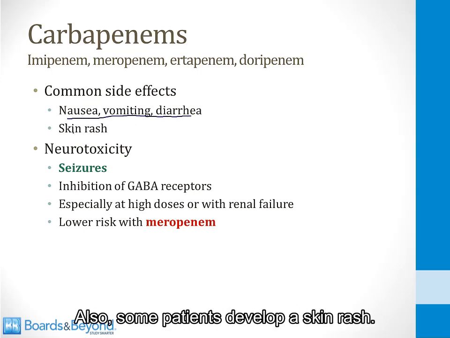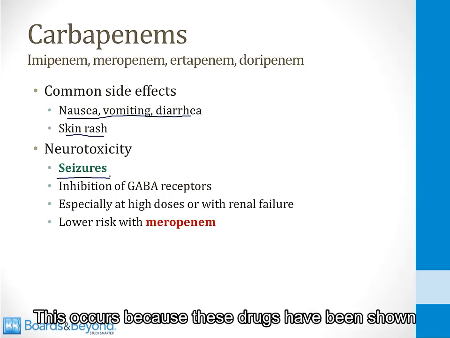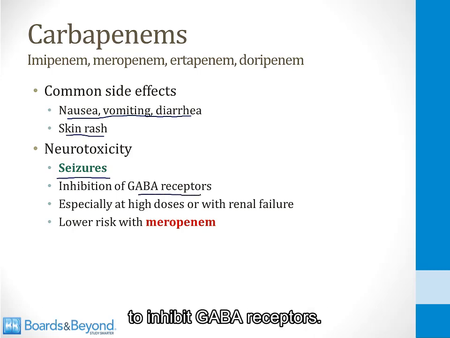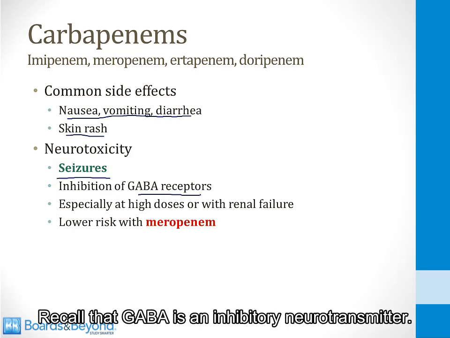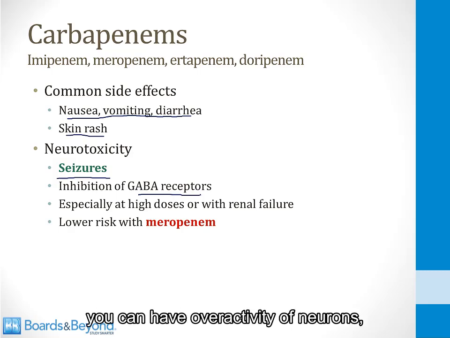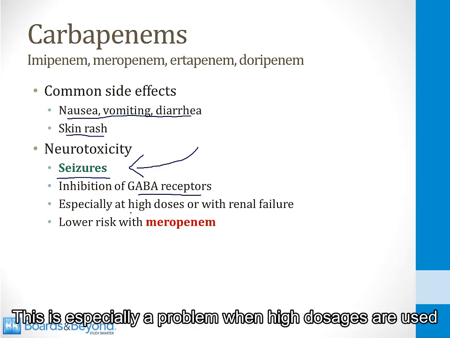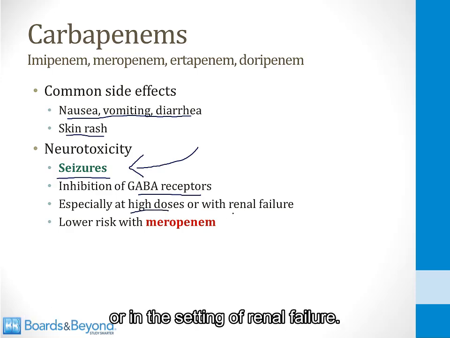Also, some patients develop a skin rash. Neurotoxicity can be seen, especially seizures. This occurs because these drugs have been shown to inhibit GABA receptors. Recall that GABA is an inhibitory neurotransmitter, so when GABA effects are blocked, you can have overactivity of neurons, and that can lead to seizures. This is especially a problem when high dosages are used or in the setting of renal failure.